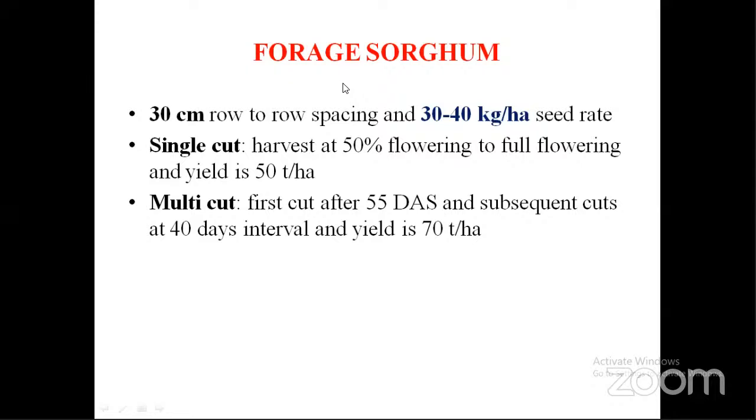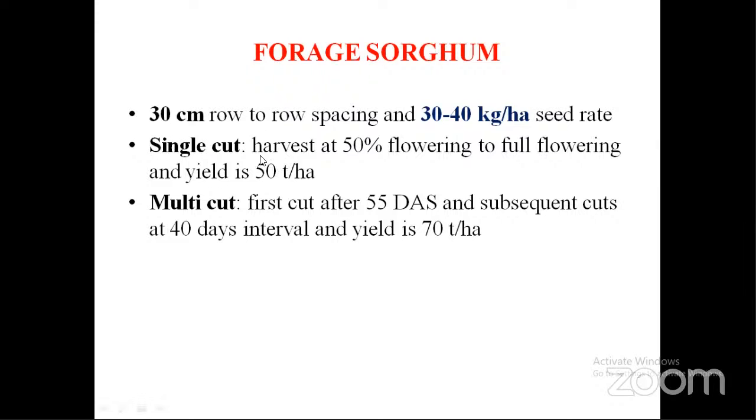For fodder sorghum, the seed rate is 30 to 40 kg per hectare and spacing is 30 centimeters row to row. For normal sorghum, we want more grain yield, that's why optimum plant population should be maintained. But for fodder sorghum, we want more dry matter production, that means more leaves. That's why the seed rate will be high and the spacing will be less, such that we can accommodate the maximum number of plants.